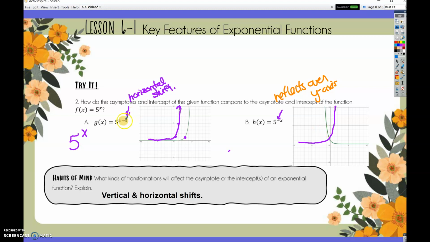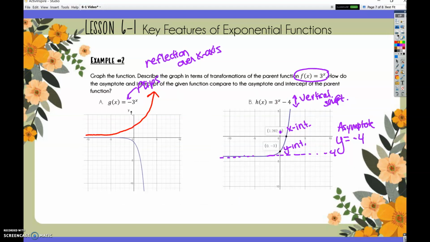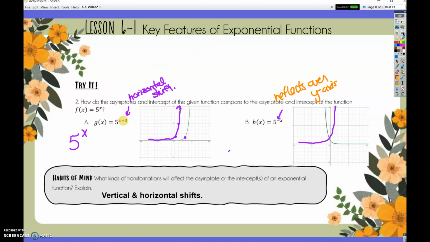If the exponent gets a plus or a minus, it will shift it horizontally to the left or the right in the direction that it looks like. As for a number on the outside after the power, that will vertically shift the whole entire function up or down that direction. And if there's a negative in front of your coefficient, that will reflect it over the x-axis. It's a good thing to remember those transformations and be able to recognize those on the graphs.